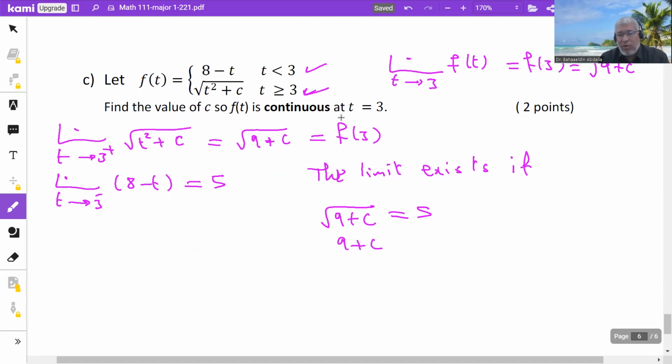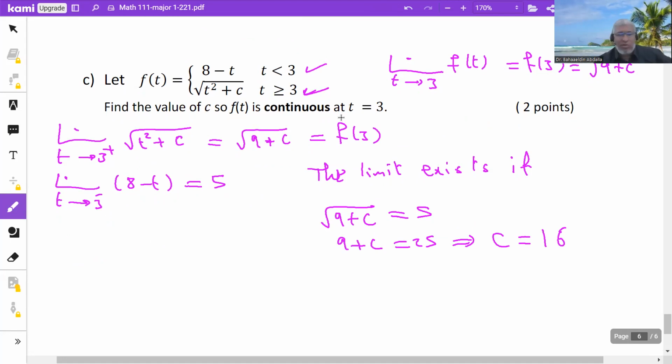Square both sides. Take 9 to the other side. c would be 25 minus 9, which is 16. So if c is 16, then the limit exists and it would be equal to f of 3. So the function would be continuous at 3.